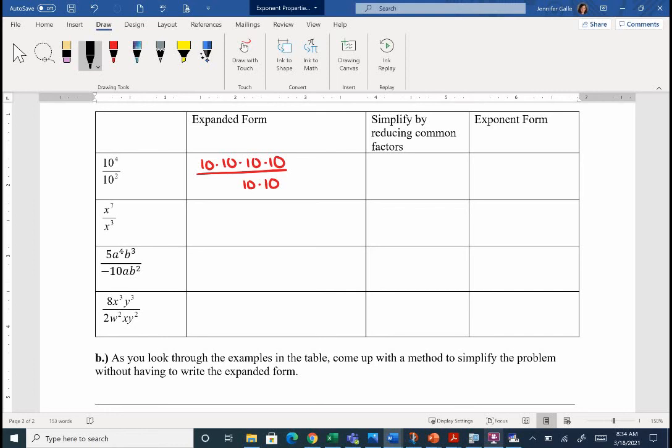I'm not going to rewrite everything in that next box. I'm going to do that third column right here. Simplify by reducing common factors. If I'm multiplying everything together, this 10 divided by 10 is just going to be a 1. This 10 divided by 10 is going to be a 1. That only works because I'm multiplying. If I'm adding things, I can't cross things out like that. So what do I have left? If I simplify, all I have left is a 10 times 10.